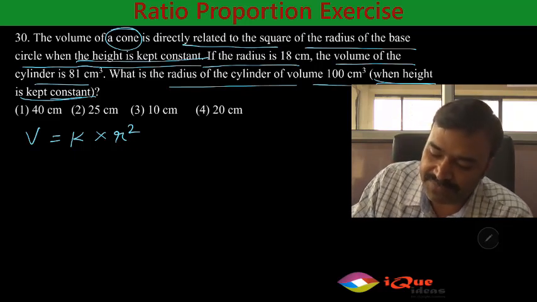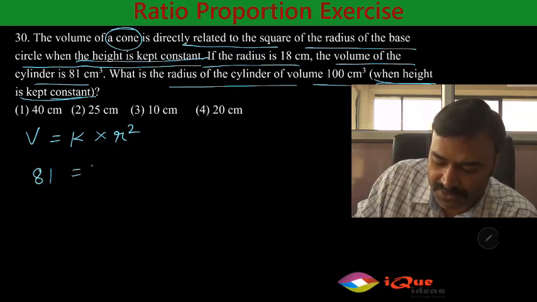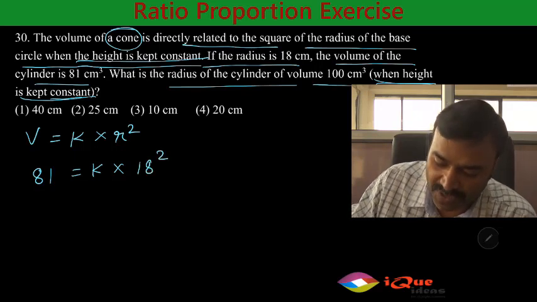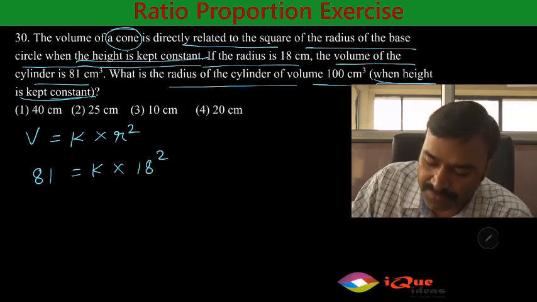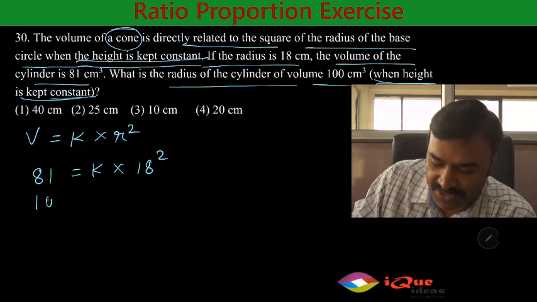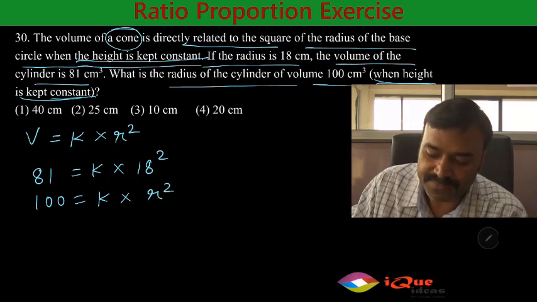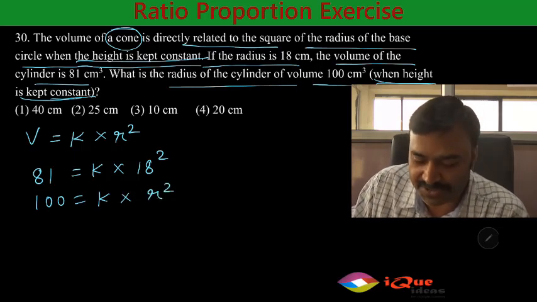Alright, now what is the relation that we have to make here? It says the radius is 18, the volume is 81. So 81 is equal to K into 18 square. That is the relation. So one way is we can find the value of K from here. Or what is the radius of the cylinder of volume 100? So 100 is equal to K into the new radius. Let's say it is R square. Now this is another way of doing such questions.